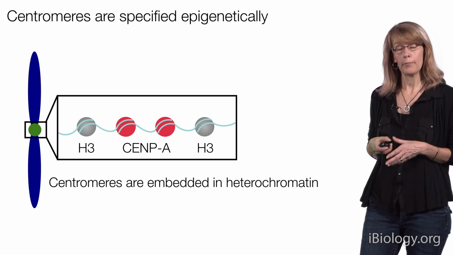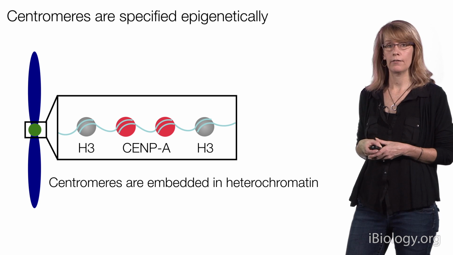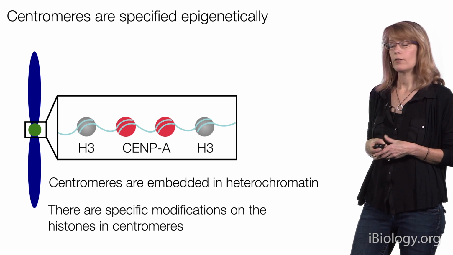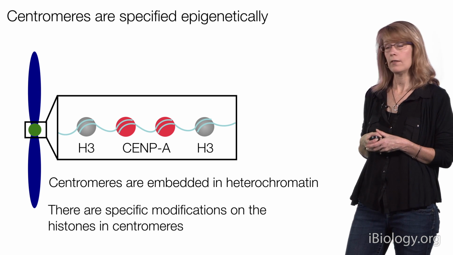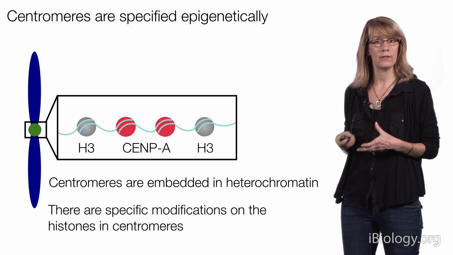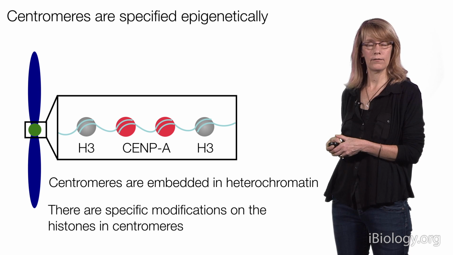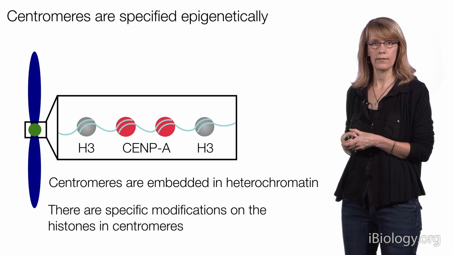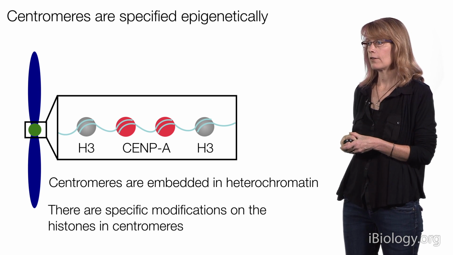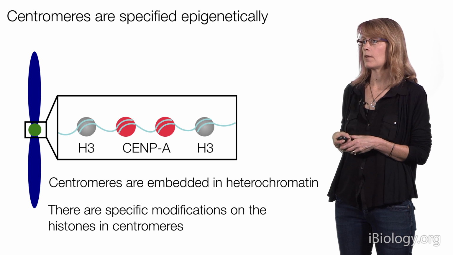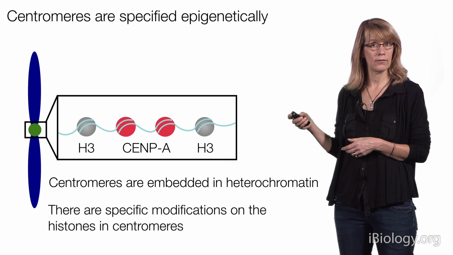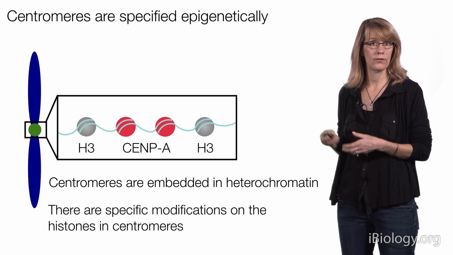Another hallmark of centromeres is that they're embedded in heterochromatin. In addition, there are specific modifications to the histones in these centromeres, so they have a lot of unique features. And the field is still trying to understand how this histone variant is deposited specifically at the centromere and how that's controlled, and then what are the mechanisms that make sure that it doesn't accidentally go into the rest of the chromosome where it could form additional kinetochores.